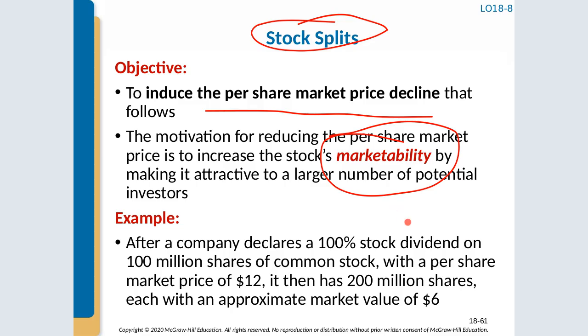A 100% stock dividend is a 2-for-1 split. Basically, the outstanding shares are multiplied by 2, but our market price is divided by 2. So it has decreased market price while increasing shares.